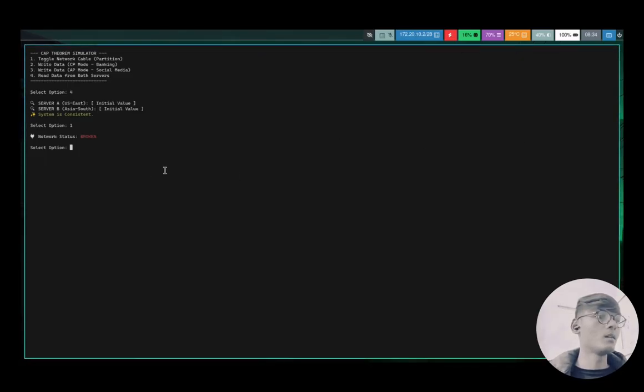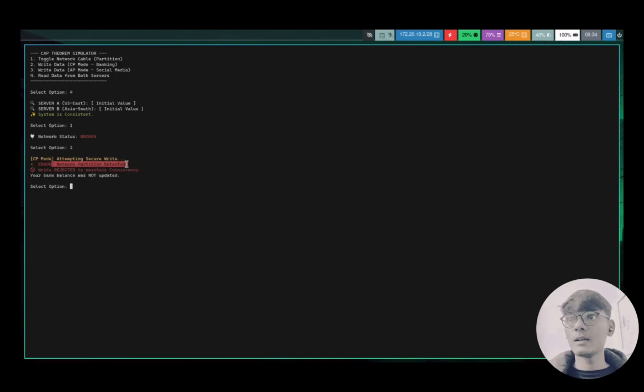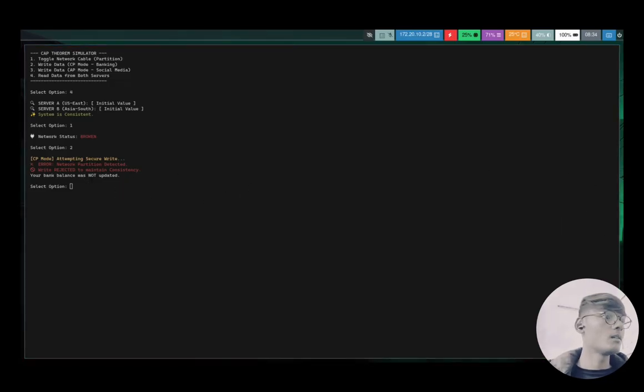What happens next in the CP system? In CP mode, attempting secure write: error, network partition detected, write rejected to maintain consistency. The red error shows the system refusing to save the data. It chooses to be unavailable rather than risk a mistake.